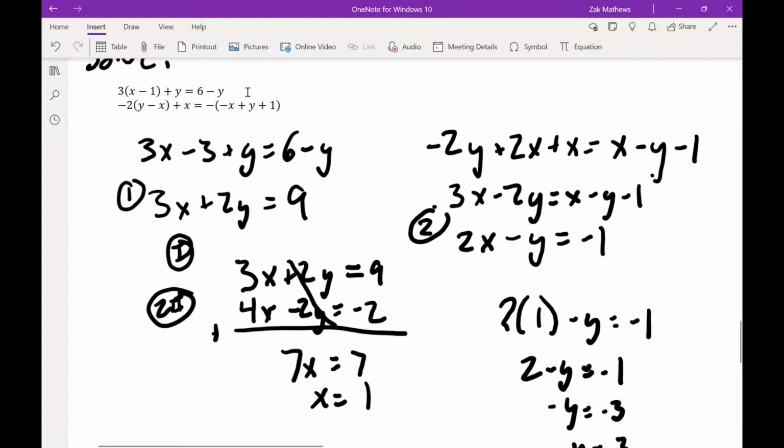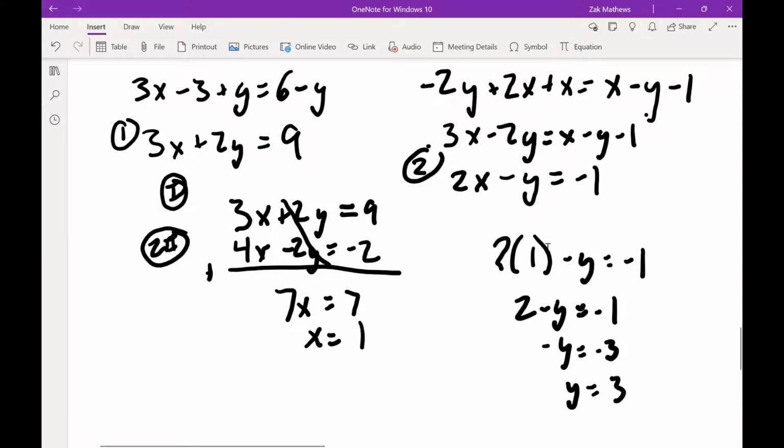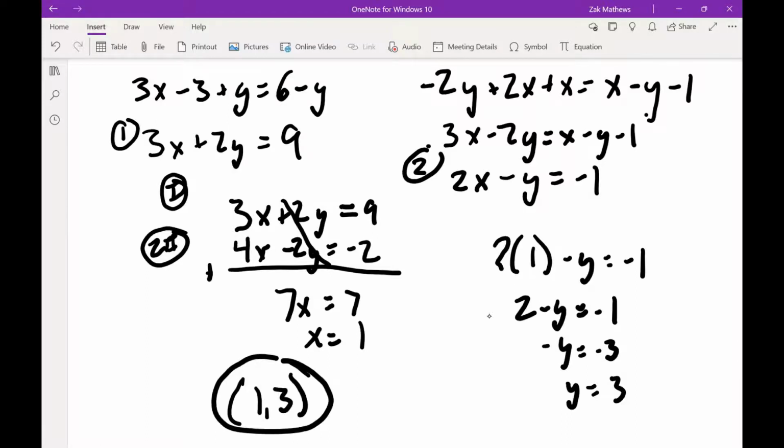Now, we didn't actually go back and use these first two equations. We only used 1 and 2 because they were simplified forms of those initial two equations. They're much easier to use, which is why I plugged back into that second equation that I created, not the actual equations given to me. 1, 3 is my solution.